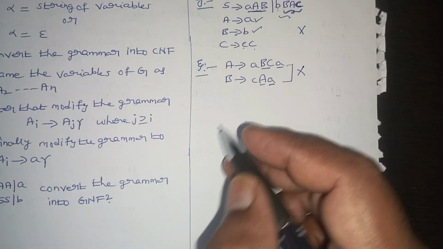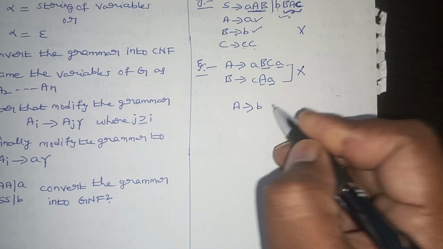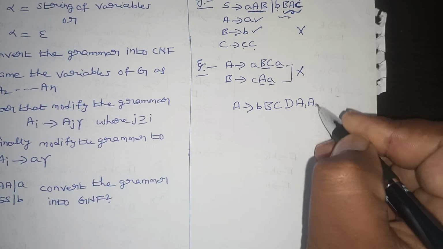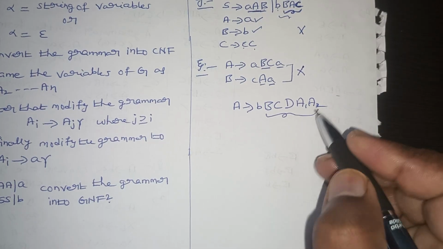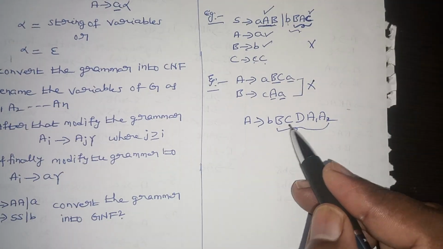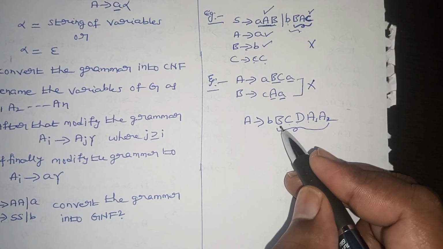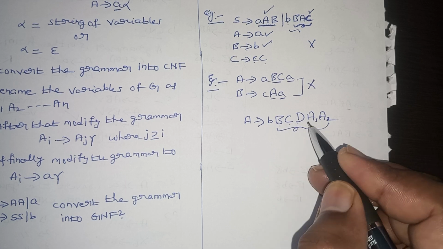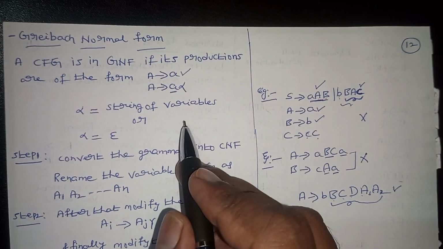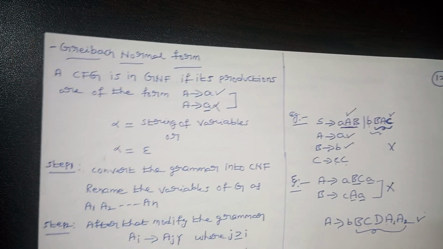Now for example, K tends to small b, B, C, D, A1, A2. This is alpha. What is alpha? A string of variables, any number of variables. So B, C, D, A1, A2 are all variables. I'm not getting any terminal, so this is in the GNF. So this formula you have to remember: A tends to small a alpha.